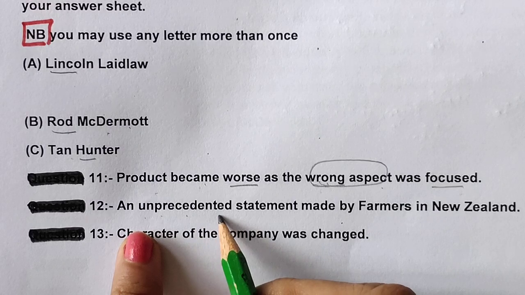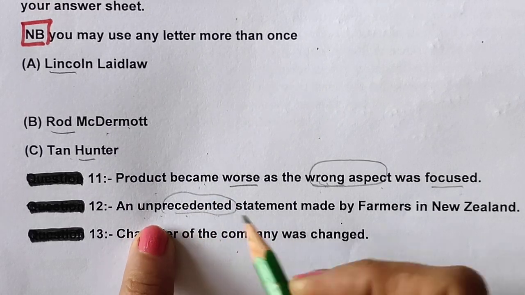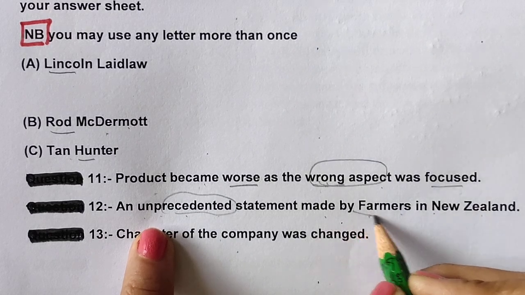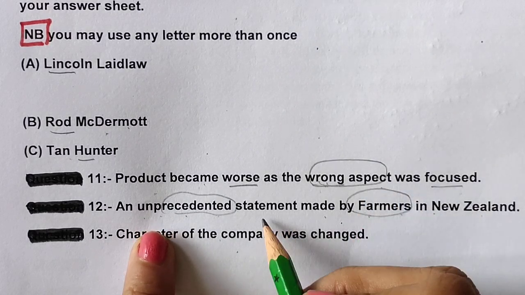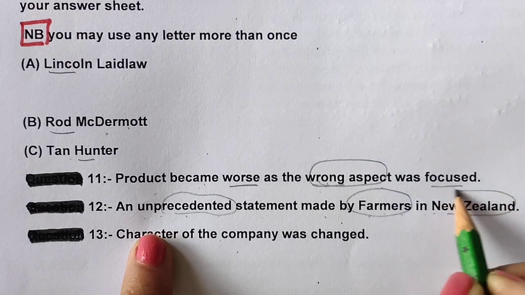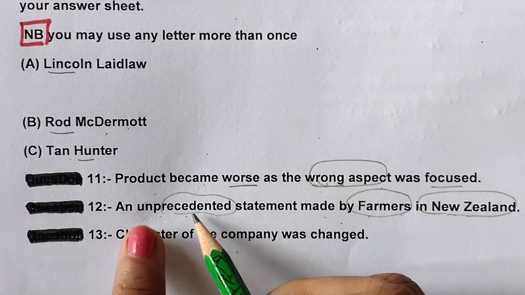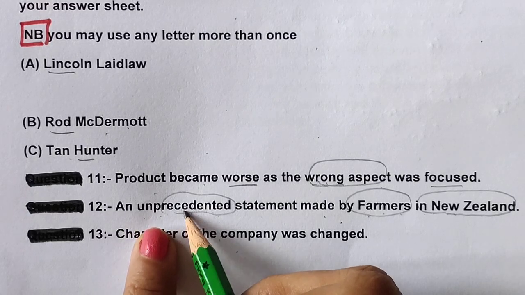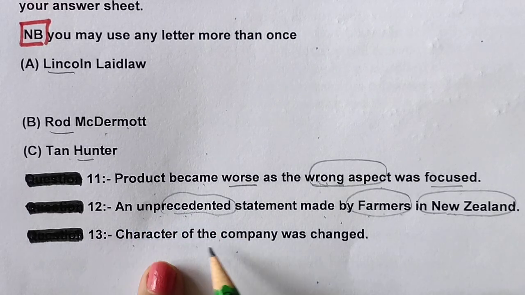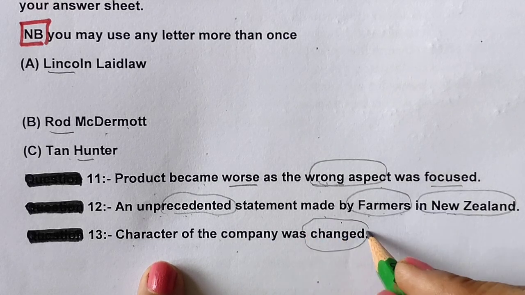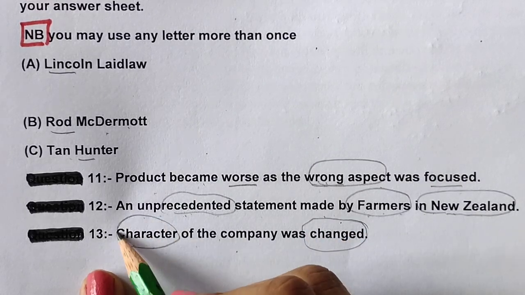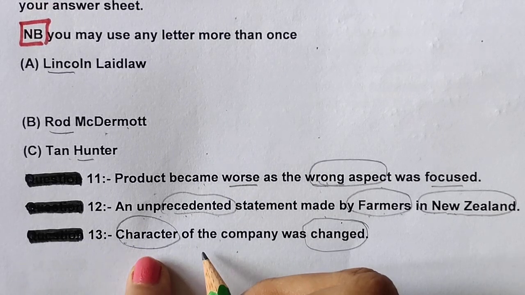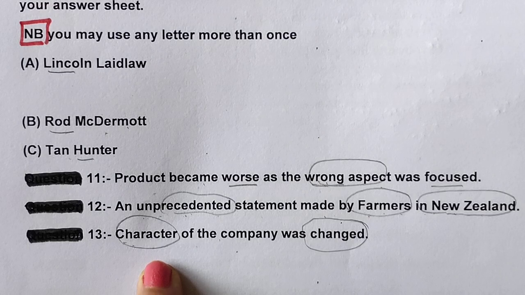An unprecedented statement, if you do not know the meaning of this, then it's okay. Made by farmers in New Zealand. Somewhere in New Zealand, some statement was made by farmers. Otherwise its meaning is unusual statement. So the character of the company was changed. Somewhere they may be talking about the character of the company, meaning earlier the company was producing something and now the company has changed its character into different things.